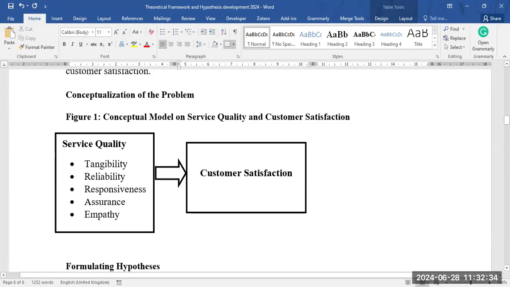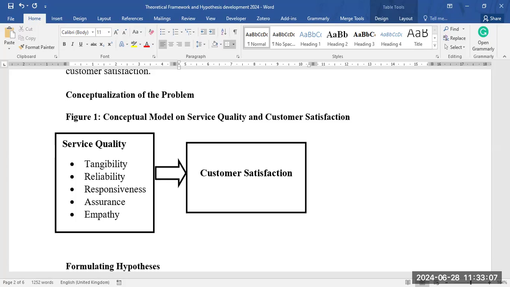So researchers put this conceptual model and give an explanation of how they are going to operationalize the concept to collect the data. Simply, now you can understand what the conceptual model is. The conceptual model explains the relationship between the variables, especially the independent variable and the dependent variable.